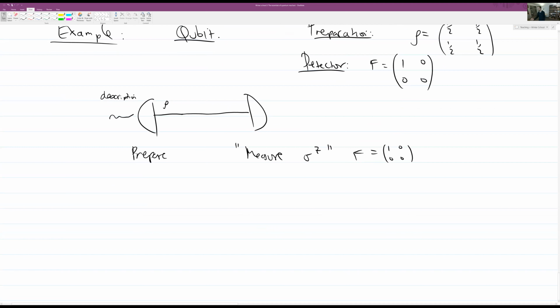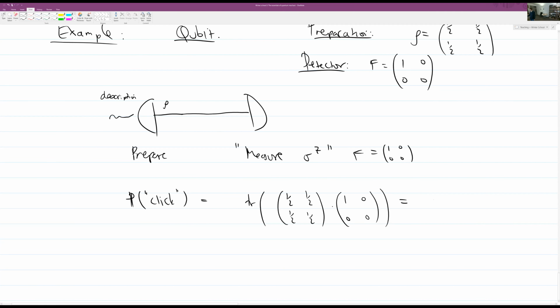Let's work out what that probability is. The probability that you get a click when you prepare your system and then measure it in this way is given by postulate 3, by the trace of rho, so rho is a half, a half, a half, a half, times F, where F is 1000. That's the probability with which you get a click. If you multiply these matrices out, we get a half. So half the time, when you prepare your qubit in this way and measure it with this measurement, you'll get a click, and the other half is no click. So that's our first quantum mechanical experiment, prepared and modeled and measured.